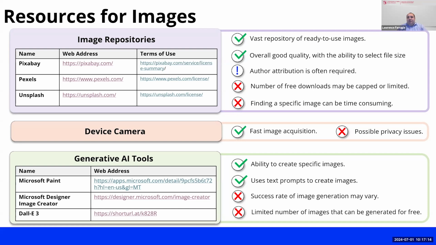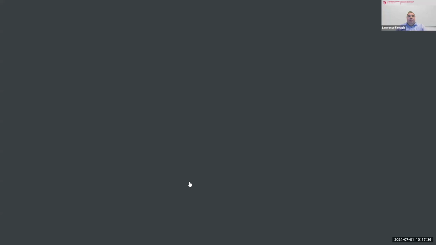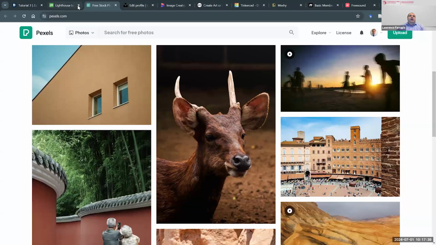However, if you don't have that, it's not a problem, because we can use things like Microsoft Designer Image Creator, which is the AI version created by Microsoft. And another option is to use DALL-E, which is also an AI tool for creating images. I'm going to show you these here. So I'm going to close off these websites.